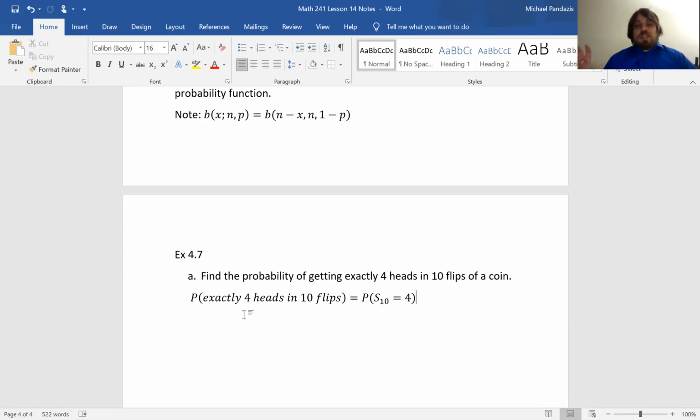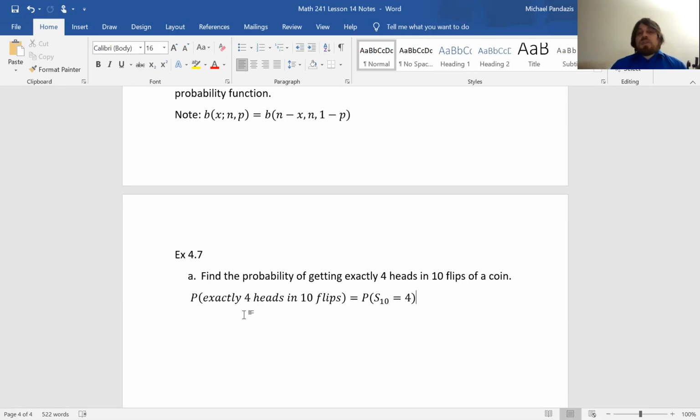So you can think of this experiment as 10 Bernoulli trials, where success is defined in each one as flipping heads. And then the probability of exactly 4 heads in 10 flips is the probability of 4 successes in 10 Bernoulli trials. See that? The probability of exactly 4 heads in 10 coin flips is the probability of exactly 4 successes in 10 Bernoulli trials. We're defining success in this case to be heads.